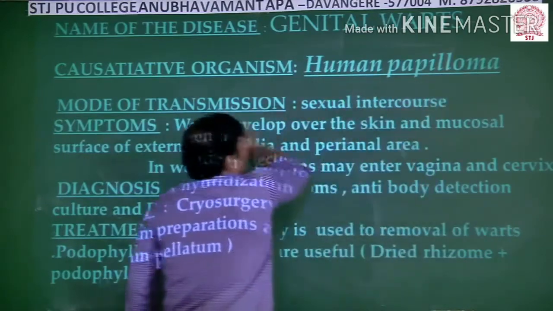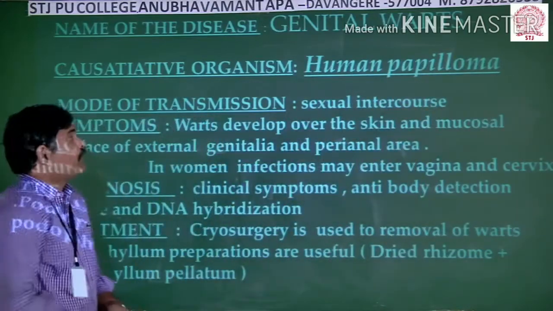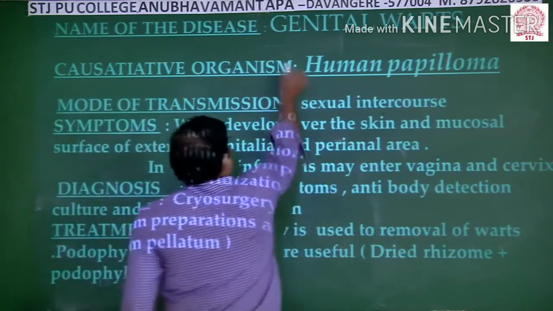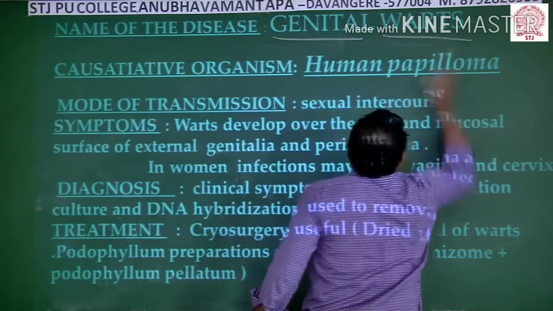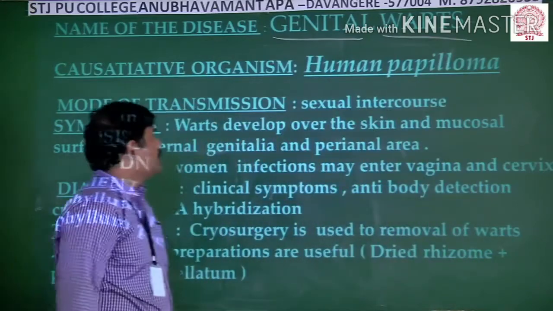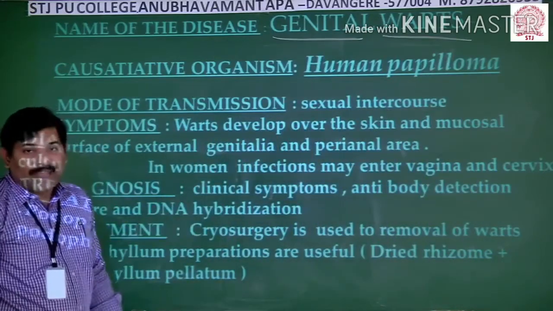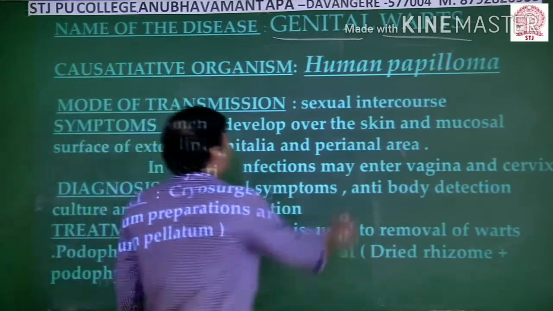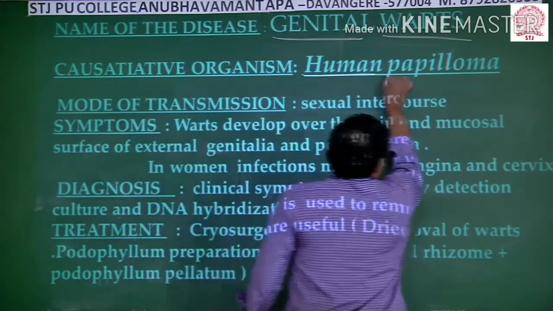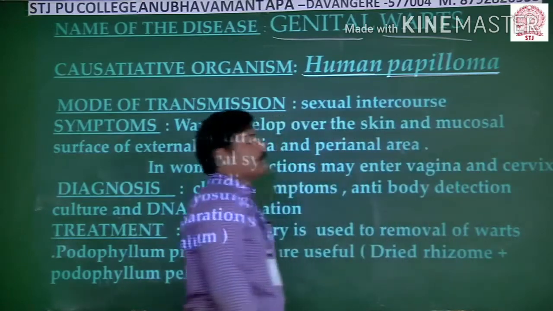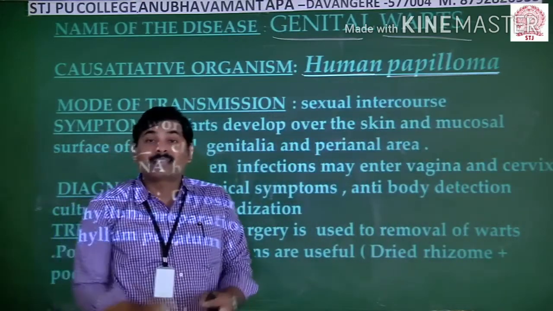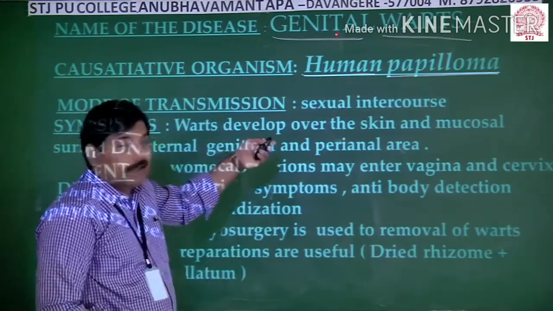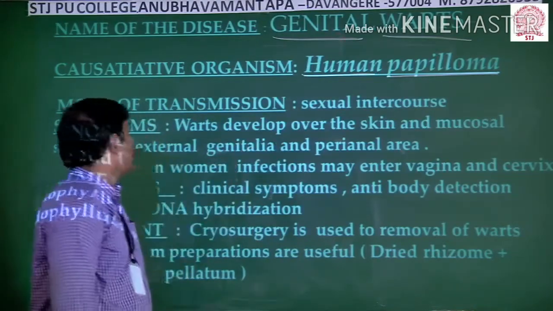Right, this is the second type of viral infection, and the name of the disease is genital warts. It is a disease caused by a virus, and the scientific name of the virus is human papilloma virus. Human papilloma virus is the virus responsible for genital warts.